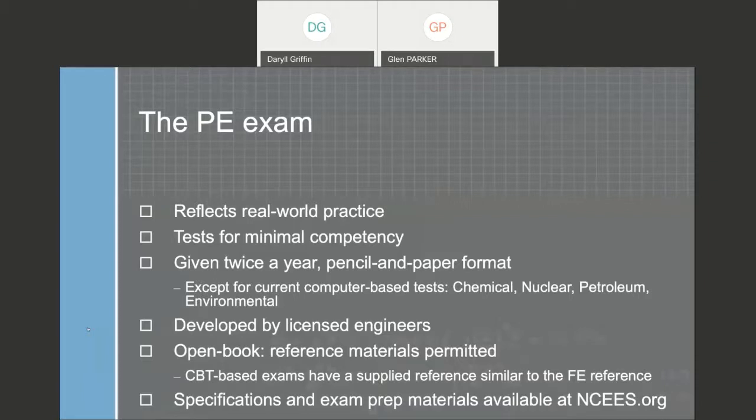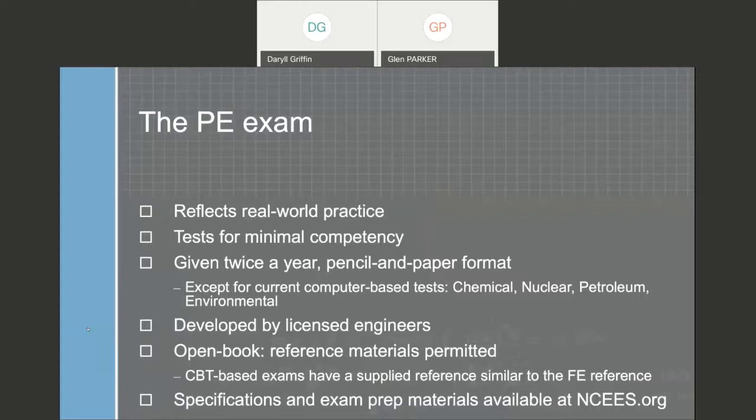The exams are developed by licensed engineers like me, and if you are on the call and you're a licensed engineer, I'd encourage you to get involved. In fact, just shoot me an email and tell me you're licensed and you want to get involved, and I can put you in touch with the right people. It's a great experience, and once you get your license, it's a great thing to be involved with because it keeps you current on a lot of the things that you may not get to practice in your day-to-day job.